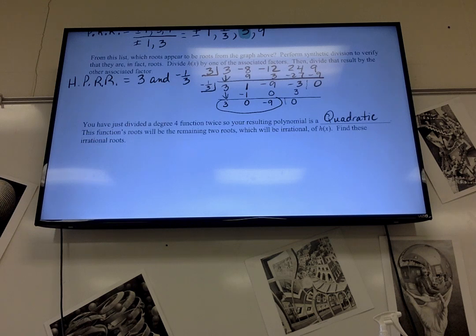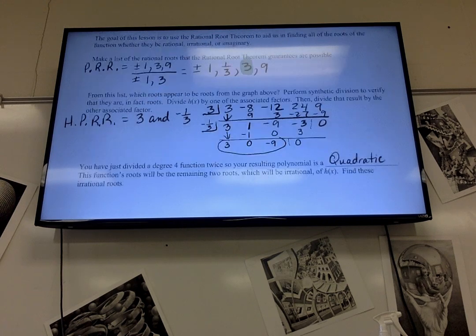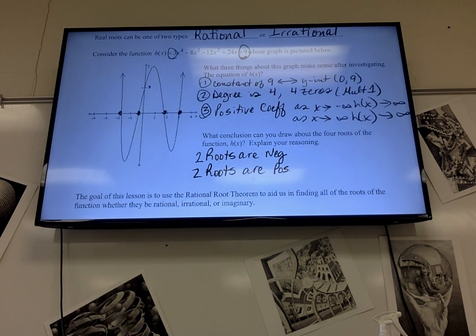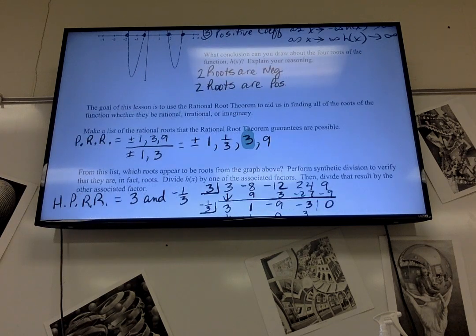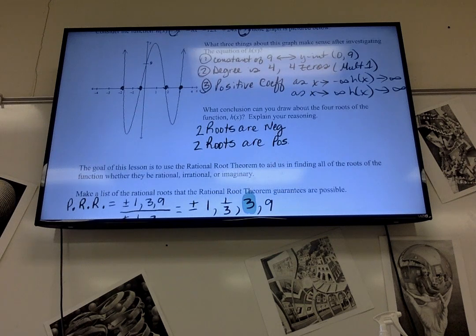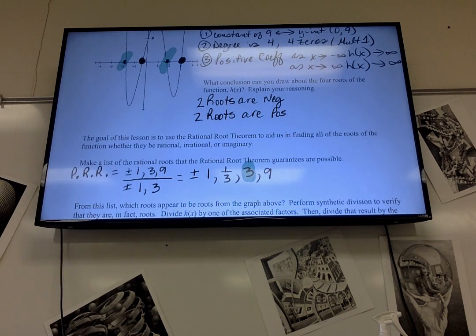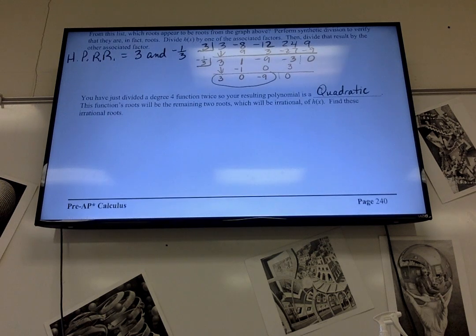And then the roots will be the remaining 2 roots, which in this case are going to be irrational, because I know that the other 2 that are on here don't match any of these 8 that I have. I have negative 3 and negative 1/3, so that one and that one. This one and this one doesn't match any of those numbers. So those two must be irrational. So let's find out what they are.